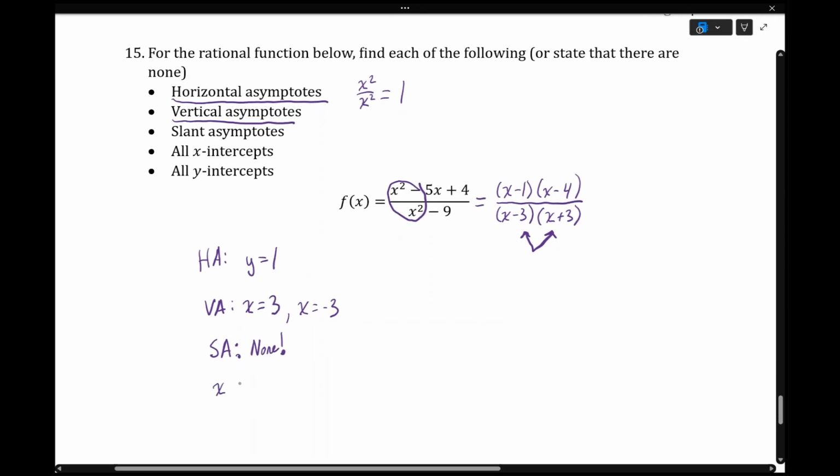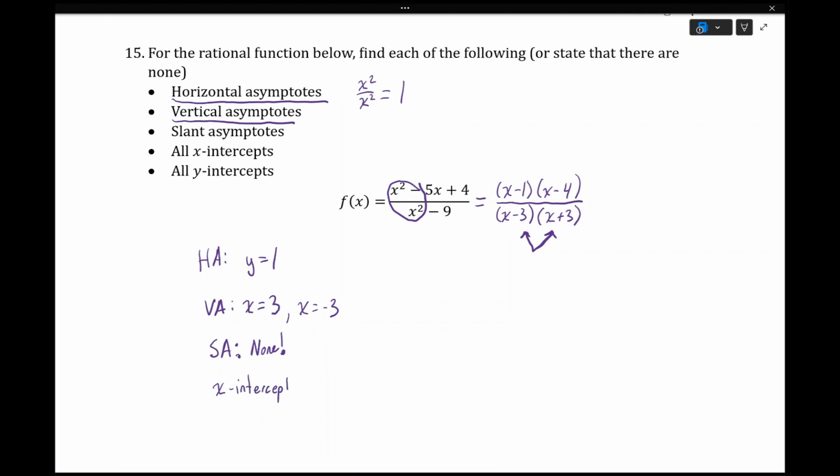X-intercepts are what make the numerator 0, or the top 0, and that's at (1, 0) and (4, 0), because looking at these factors, that's what makes them 0.